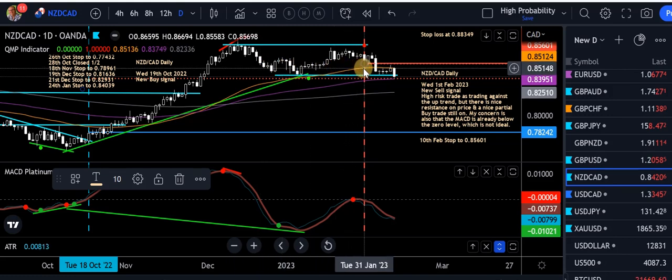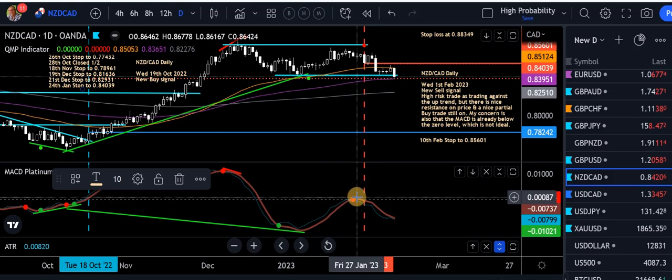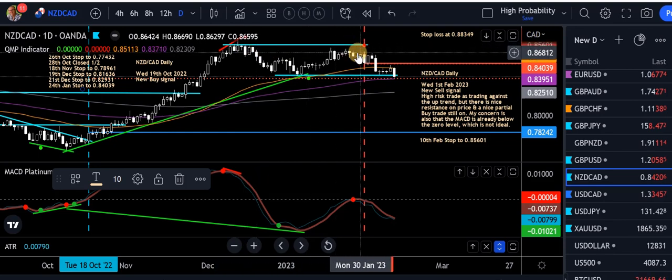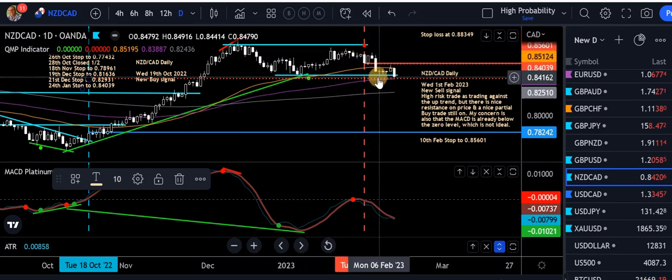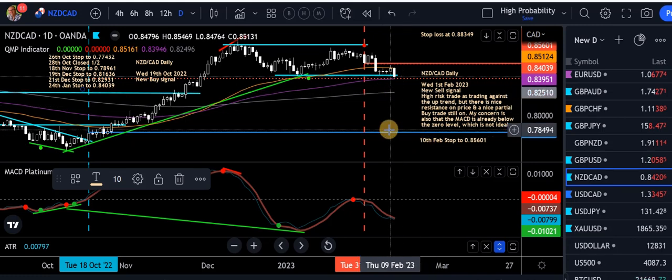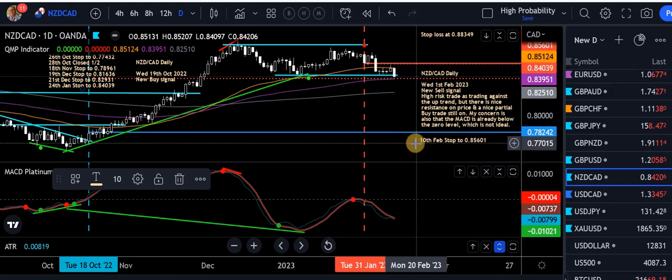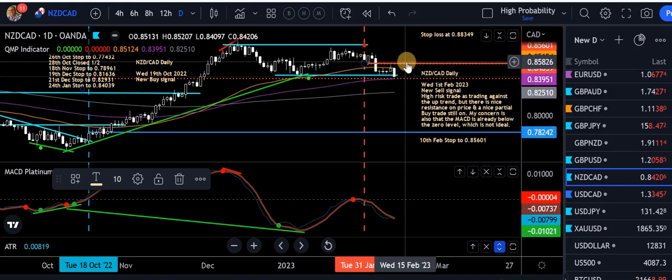In the meantime, I've taken a sell on the 1st of Feb. It's this one here. It's a bit of a higher risk trade because the MACD Platinum is just sort of above the zero level. But there's this nice sort of double top. So I couldn't resist it. Took it, bang, bang, bang. And what have I done? On the 10th of Feb, it was getting a bit ugly. So 10th, that's the open here. Had this bullish candle. I just dragged my stop right below the entry level. So the stop's down at 85601. Where's my entry?